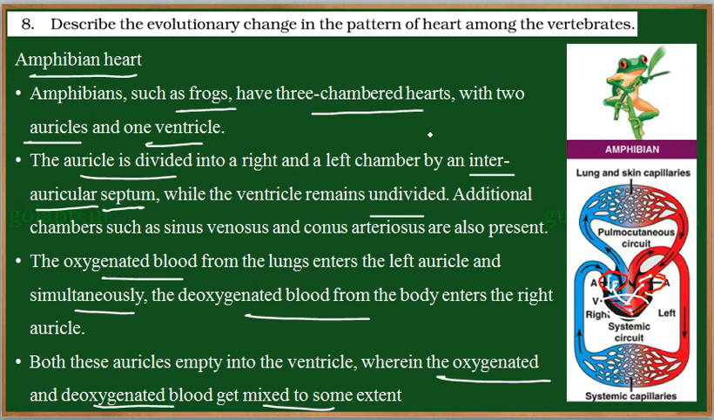the amphibians. So in the three-chambered heart, two auricles will be present and one ventricle is present. The auricles are separated, but the ventricle is not separated, and it receives both oxygenated and deoxygenated blood. So here mixing takes place and this mixed blood is pumped to the different tissues of the body.